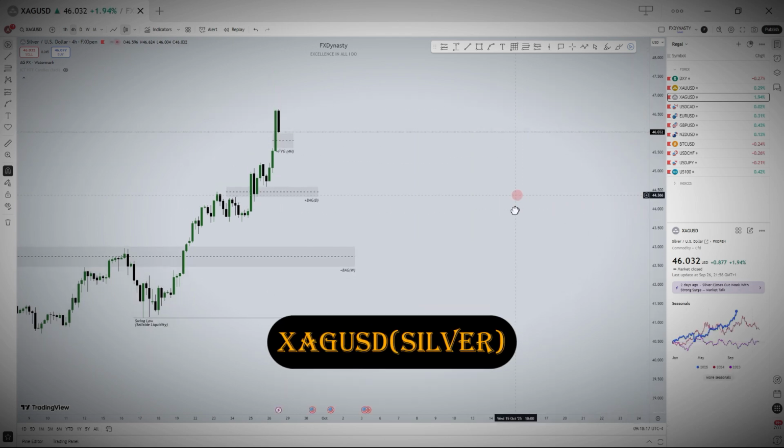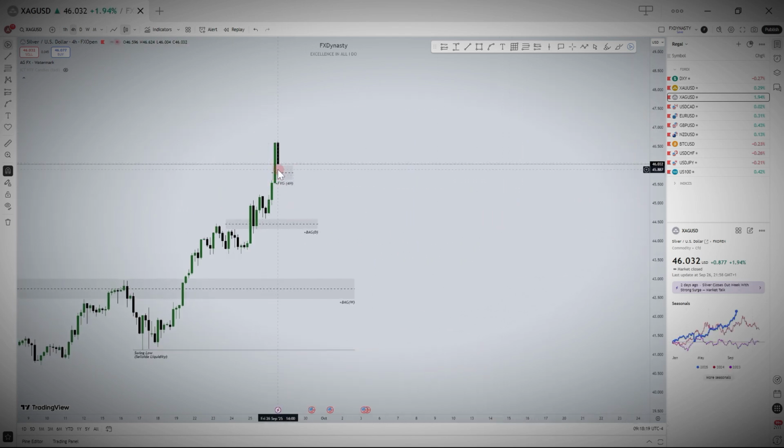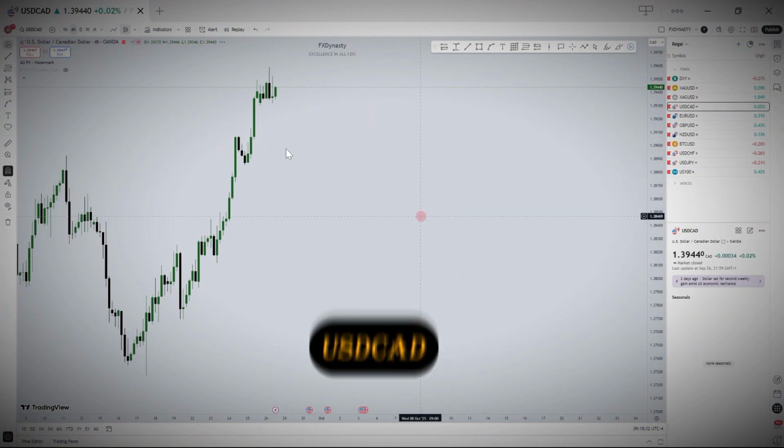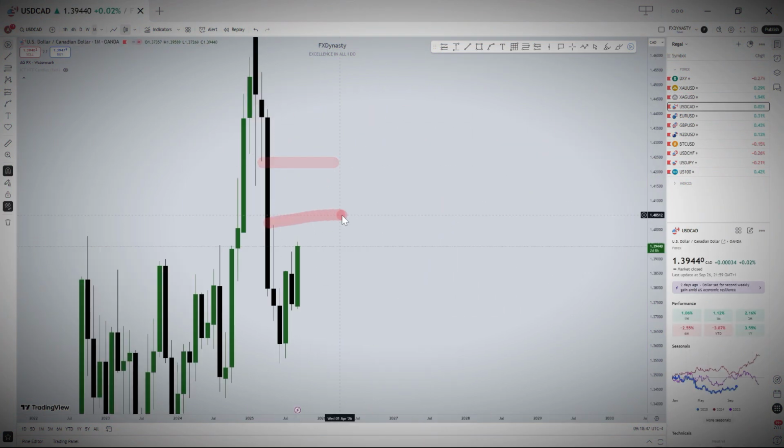Silver is the same as gold. You see that fair value gap that is open. Let's see how price is going to treat it. If we can get a rejection from here, then we know that price is likely going to move to the upside. So for USD CAD, we have this fair value gap.